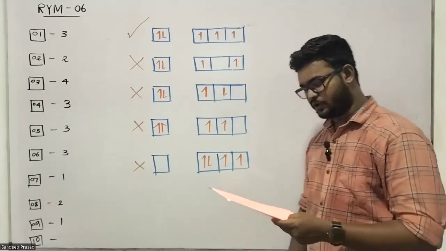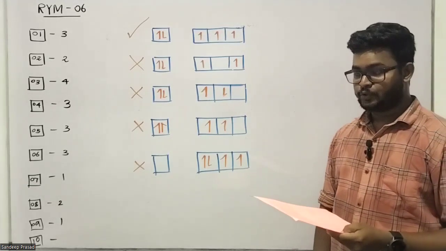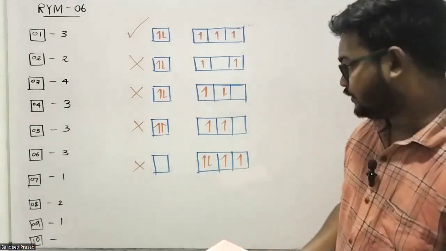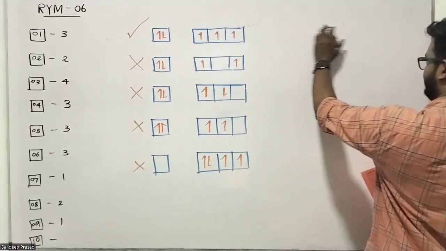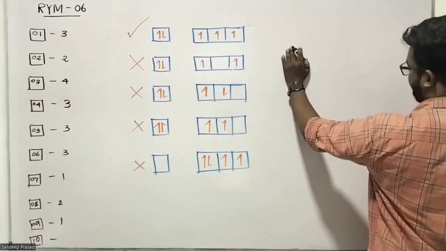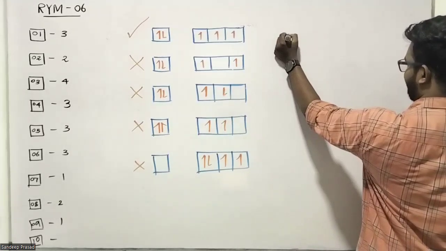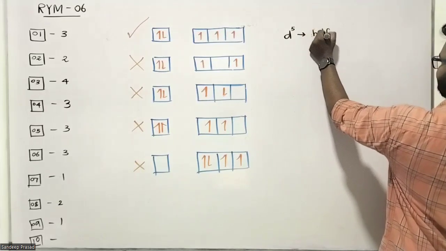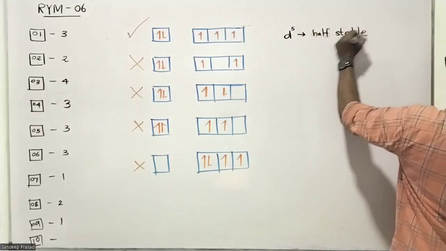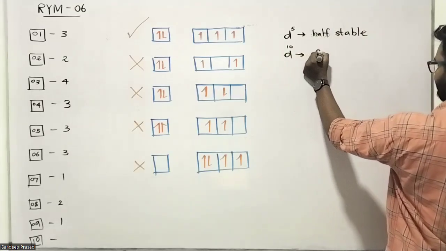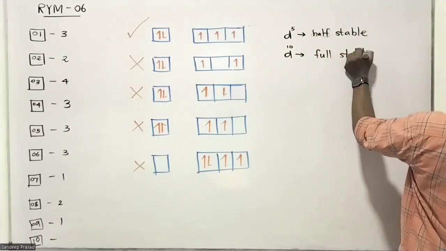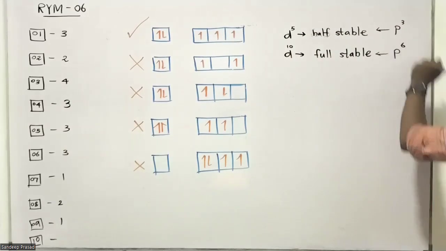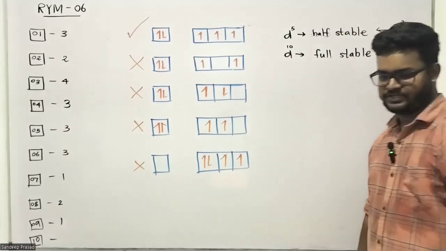Question number 10, which of the following arrangements of the electron is most likely to be stable? Stable electron configurations. Can you remember, students? I told you that when we discussed electron configurations, under important points, normally d5 configuration is half stable. Then I told you d10 configuration is full stable. Likewise, p3 configuration is also half stable. p6 configuration is full stable. So these are the stable configurations.